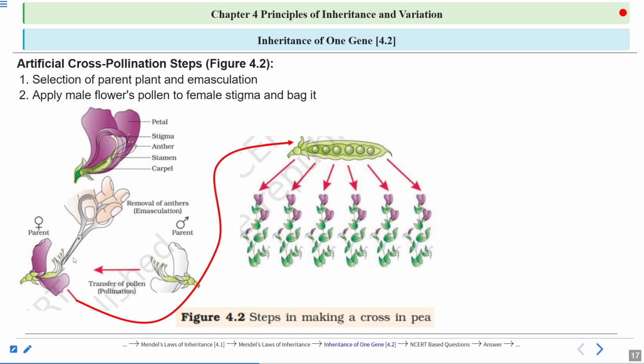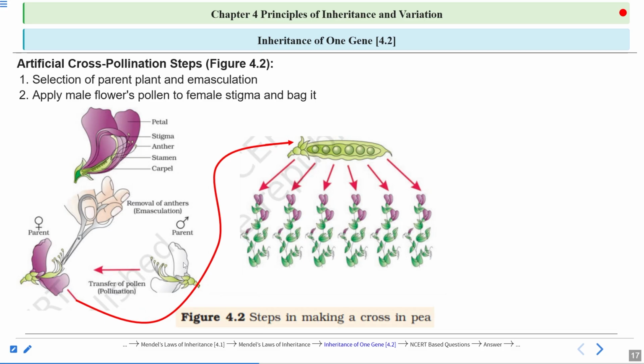And then after emasculation, after removal of anthers, this flower becomes the female flower. And this is the male flower here. What Mendel did, he artificially pollinated the female flower. So that's why it is artificial cross-pollination.